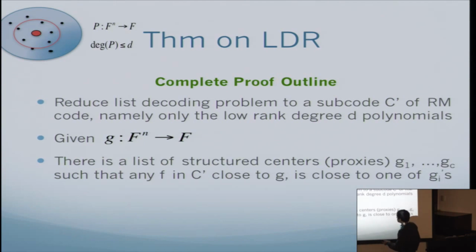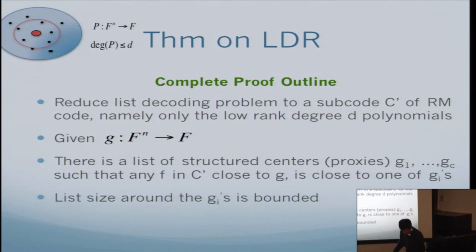And now given any function g, an n-variate function, there is a list of these structured proxies g1 through gc, such that whenever any f in c prime is close to g, it is also close to one of the gi's. And finally we show that list size around these structured gi's is easy to bound by generalizing this Schwartz-Zippel kind of argument, and then you combine everything together. So yeah, that's an outline for the proof.